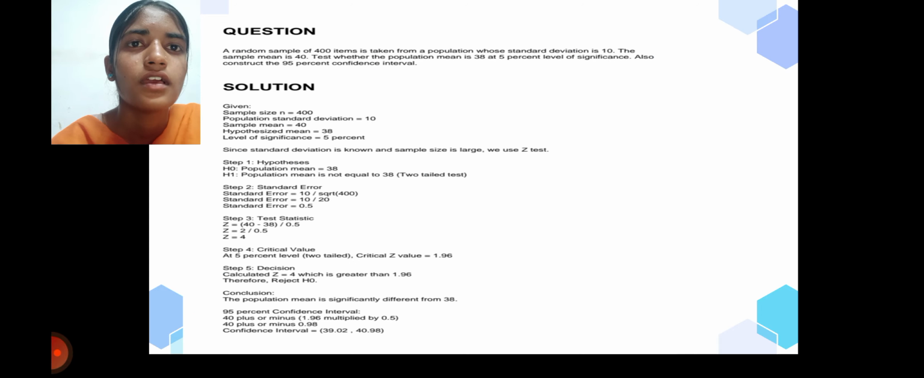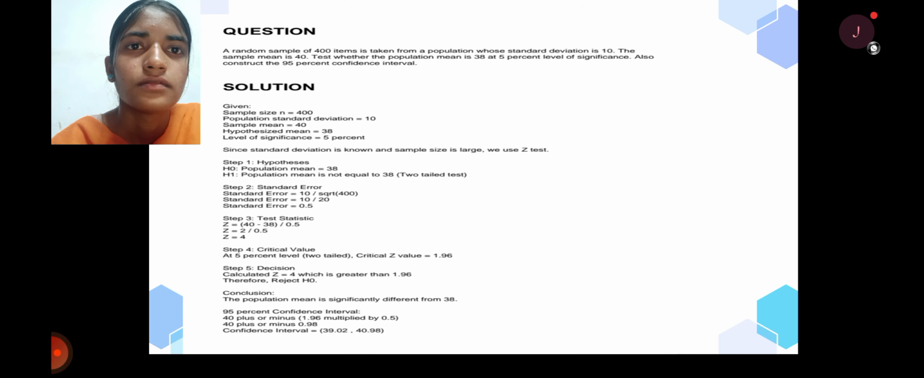This is the question, and the solution. Given values: sample size n is 400, population standard deviation is 10, and sample mean is 40. Hypothesized mean is 38. Level of significance is 5%. Since the standard deviation is known and the sample size is large, we must use the Z-test. Step 1, hypothesis. Step 2, standard error. Step 3, test statistic. Step 4, critical value. Step 5, decision. And the final one is the conclusion.